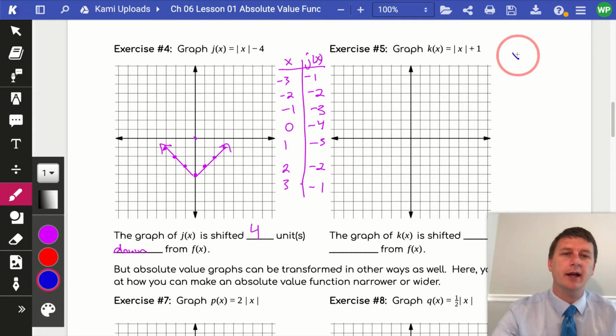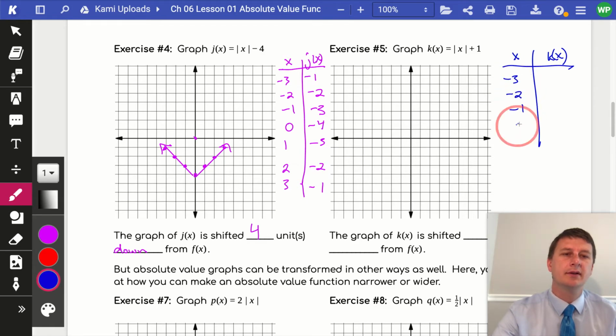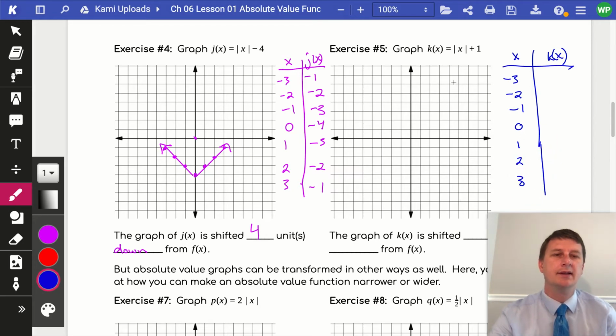So let's make a table for x and k of x. And again, let's just use -3, -2, -1, 0, 1, 2, 3 in our table. We're going to substitute these x values in to see what we get for k of x. So we have the absolute value of -3 is +3, plus 1 gives us 4. The absolute value of -2 is +2, plus 1 gives us 3. The absolute value of -1 is +1, plus 1 gives us 2. 0 plus 1 gives us 1. And then we have absolute value of 1 is 1, plus 1 gives us 2.